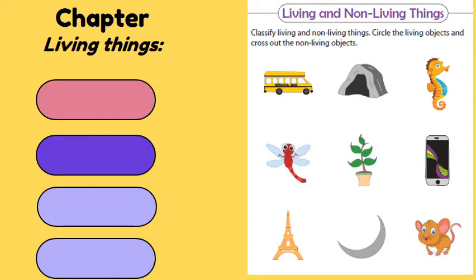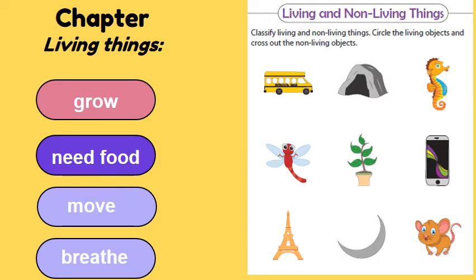What do you know about living things? We know that living things grow. We know that living things need food, right? And we also know that living things move and breathe. So don't forget, living things grow, need food, move and breathe. What we have to do here is circle the living objects and cross out the non-living objects.